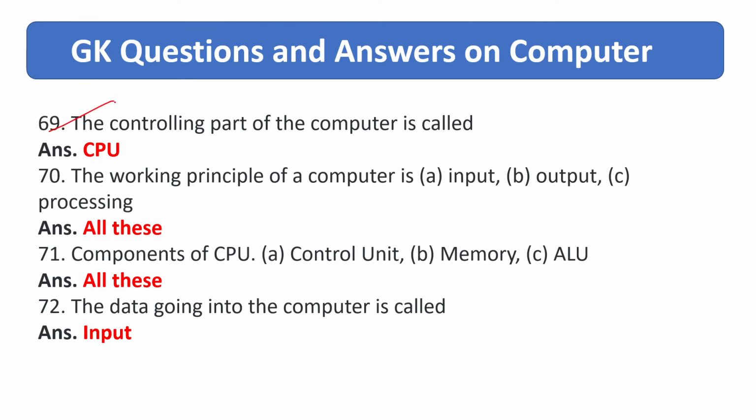The controlling part of the computer is called CPU. The working principle of a computer? Answer is input, output and processing. Components of CPU are? Answer is control unit, memory and ALU. The data going into the computer is called? Answer is input.